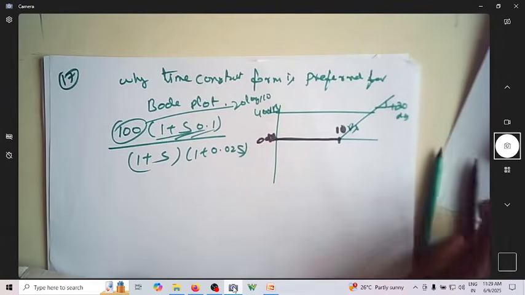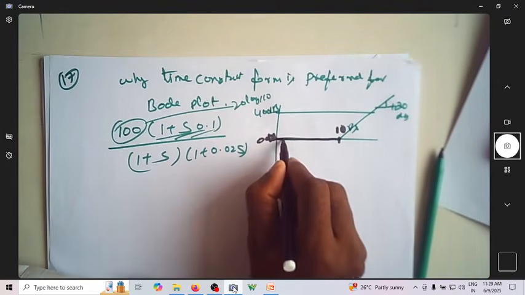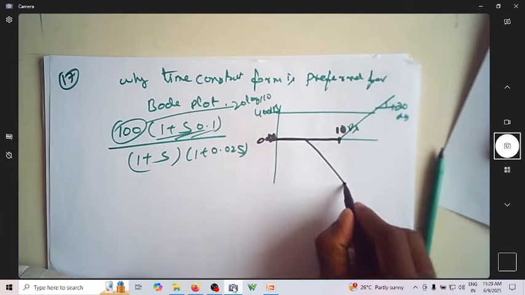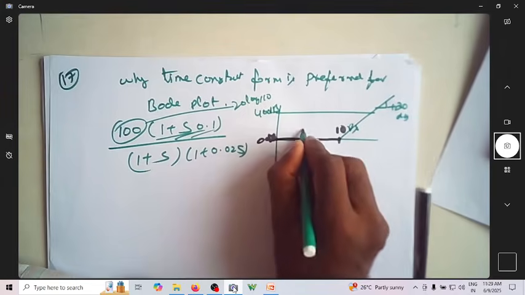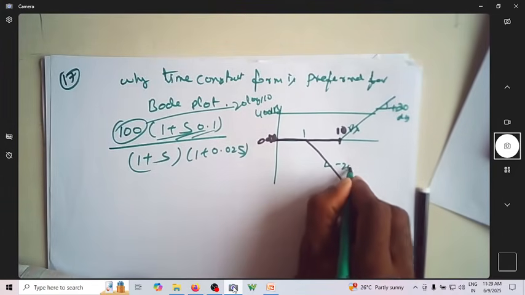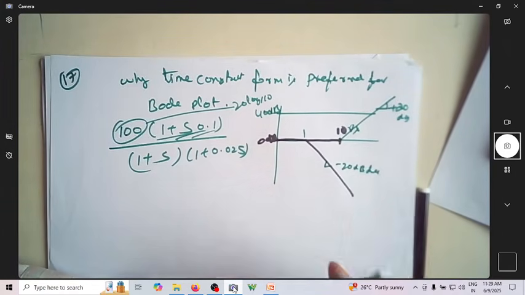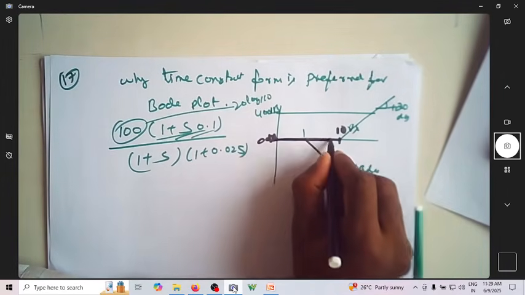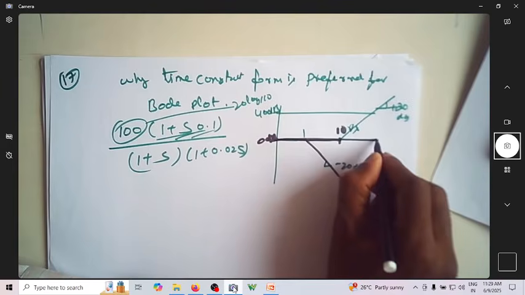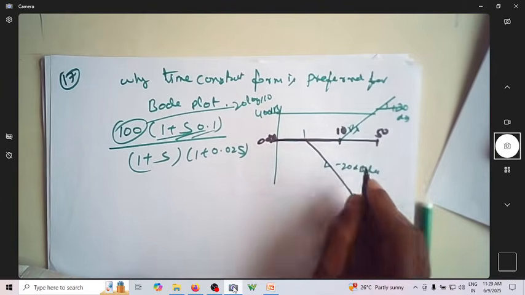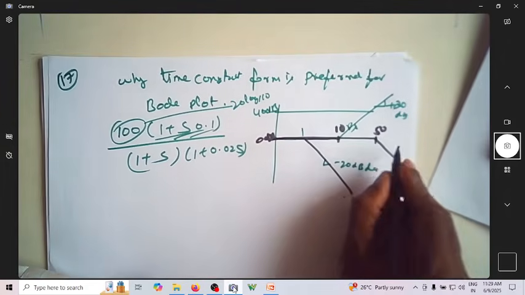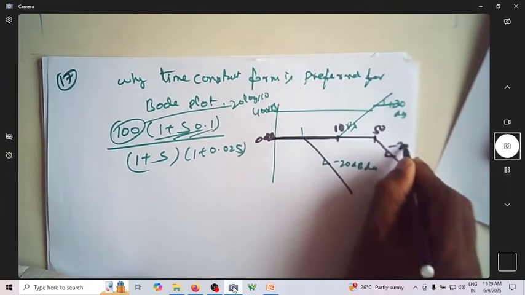How about this? This is a 0 dB line till 1 radian per second. Afterwards it goes with a slope of minus 20 dB per decade. How about this? This is again a 0 dB line till 50, because its cutoff frequency is 50. So till 50 it is a 0 dB line and it goes with a slope of minus 20 dB per decade.